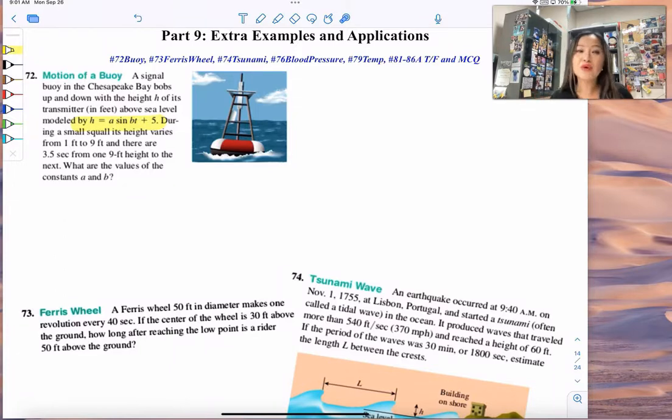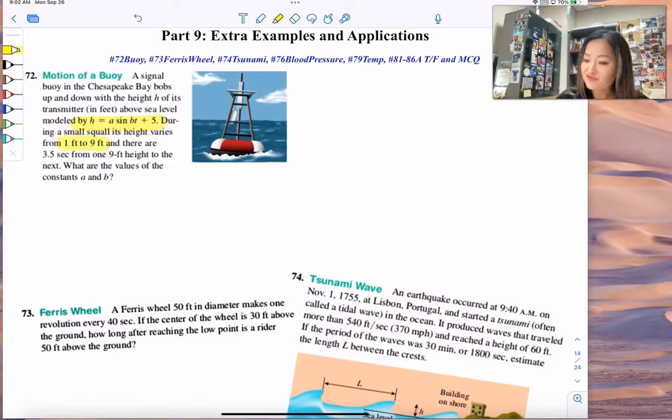A signal buoy in Chesapeake Bay bobs up and down with a height of h of its transmitter in feet above sea level, modeled by this, which is a sine graph, right? It has a little vertical shift here. During a small squall, its height varies from 1 to 9. Now, think about this. Its height varies from 1 to 9. So, what is that trying to tell us? Okay, think about that. And I think you were thinking, oh, 1 to 9? Min and max? Ooh. Okay, good, okay?